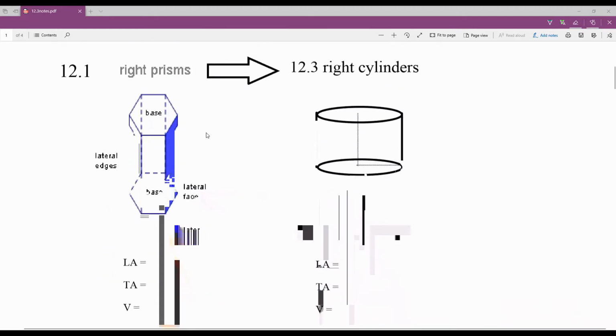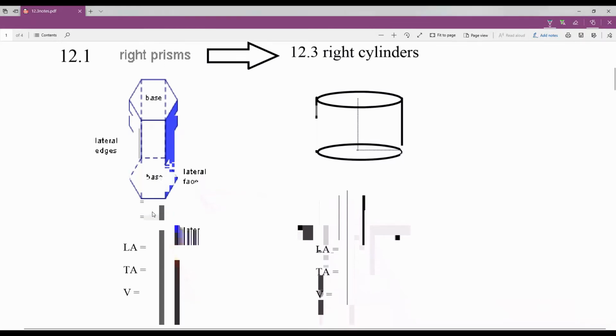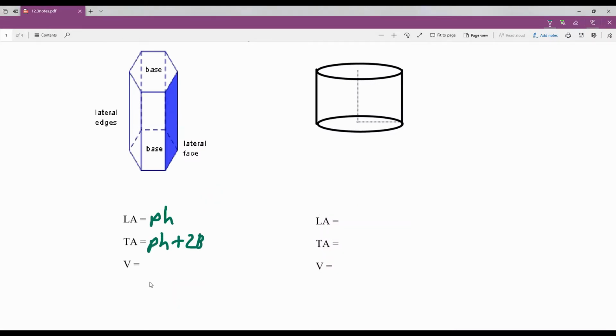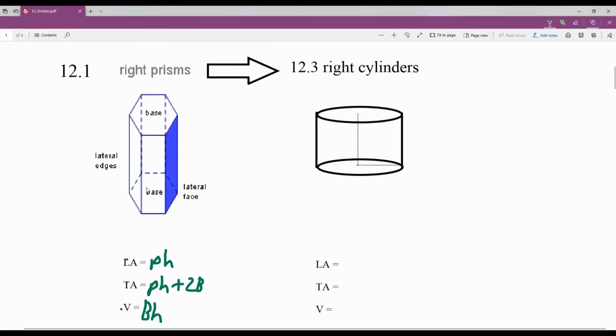So for a right prism, to find the lateral area, which is the area of the sides, all it was was perimeter times the height. That's all it was. And then the total area was the perimeter times the height plus the bases, 2 times the bases. And then the volume was just the area of the base times the height. So that's how you found the lateral area, total area, and volume of a prism back in the day.